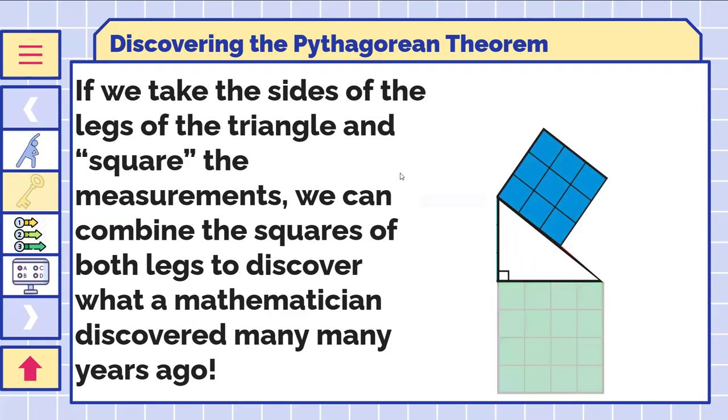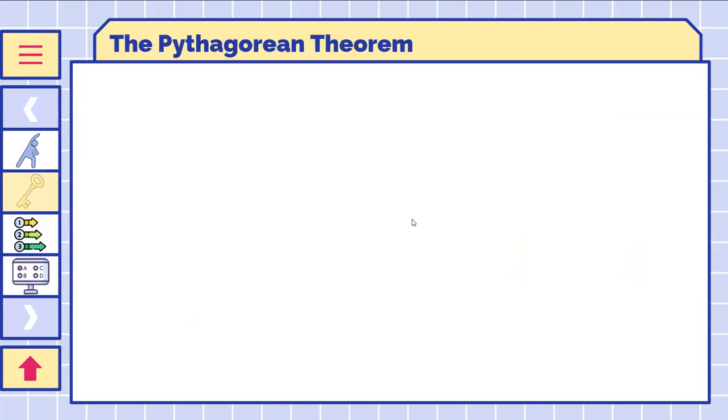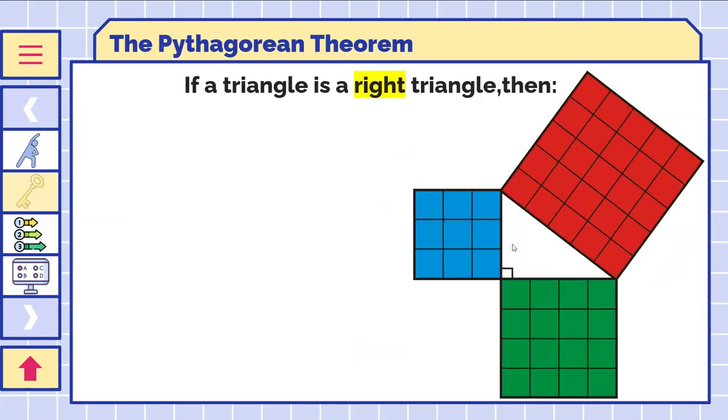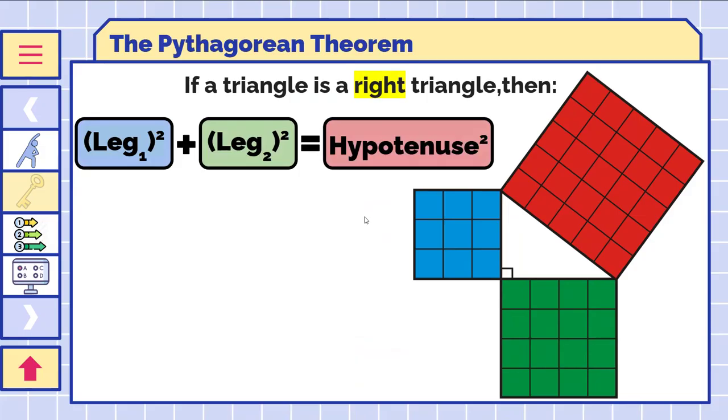If you take one leg square and the other, much like you probably did in your warm-up, you can make the square of the hypotenuse. And this is a pattern that works for any right triangle. So given this knowledge, Pythagoras made a theorem to quickly find missing pieces of a triangle. And it is called the Pythagorean theorem. If a triangle is a right triangle, like this one, then we know that if you square one of your legs, if you combine it with the square of the other leg, you will get the square of the hypotenuse.